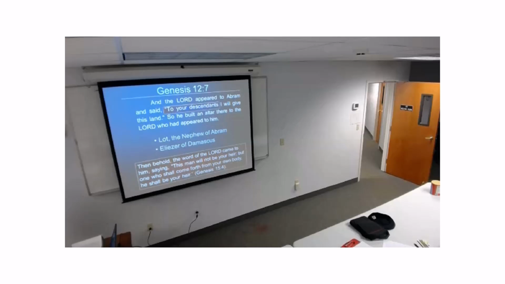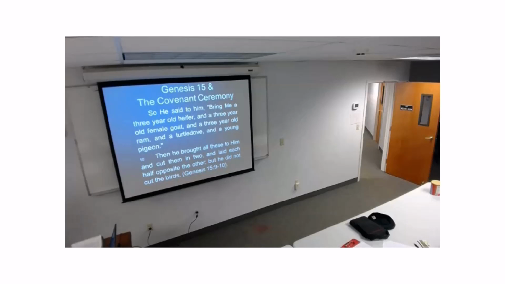Once again, all of this is because Sarah was barren and they were getting old. It didn't seem humanly possible for the promise of God to be fulfilled out of Abraham and Sarai. So the question was, who else could it be? And God says, no, it may seem impossible for you, but I will make that happen from your own body, and he shall be your heir.